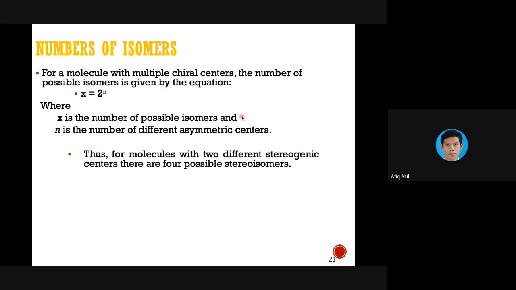So what is the number of isomers permissible, depending on the number of chiral centers? For a molecule with multiple chiral centers, that means more than one. If there is only one, there will be 2 enantiomers only. But let's say you have 2 chiral centers. The number of possible stereoisomers will be given by this equation: x equals 2 to the power of n, where n is the number of different asymmetric centers, or chiral centers.